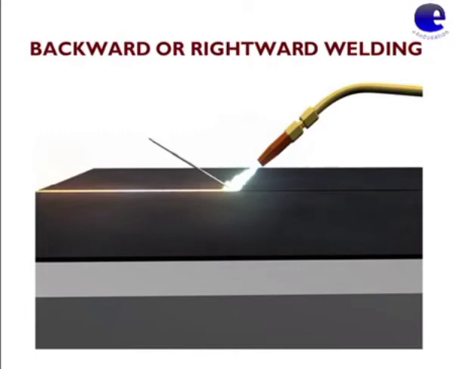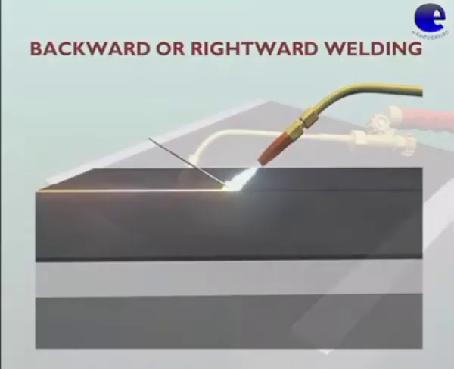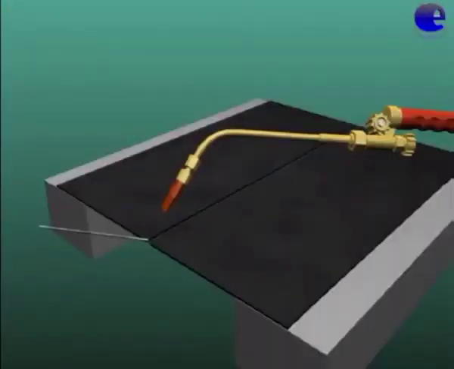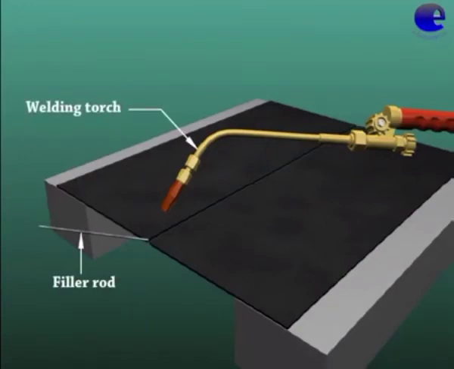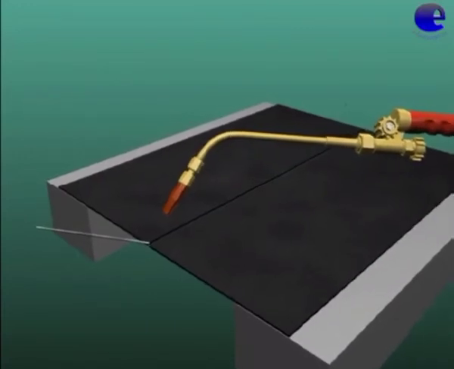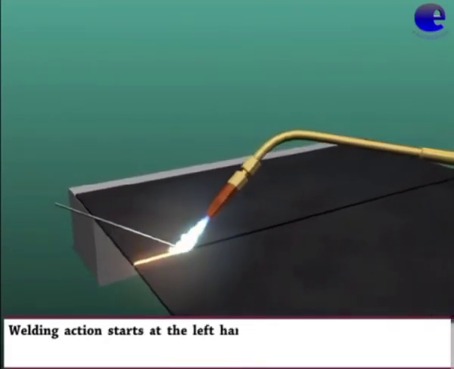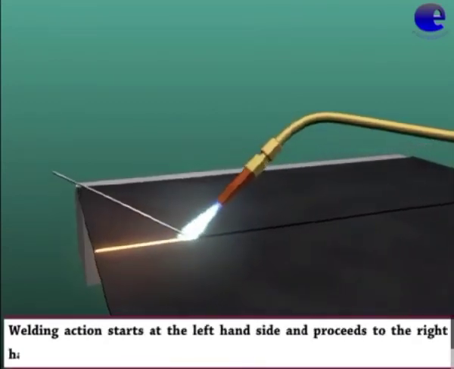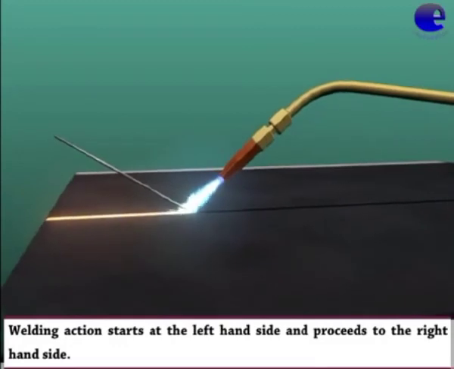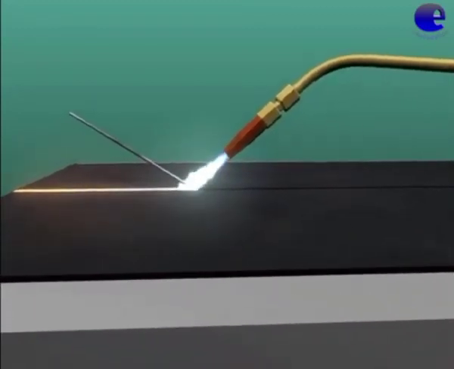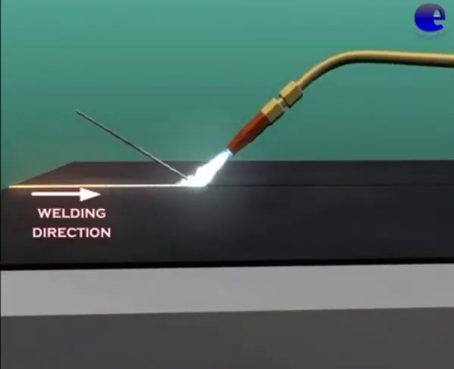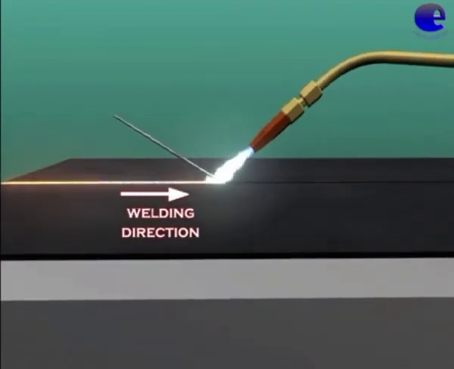Backward or rightward welding. The backward welding is one of the gas welding techniques. This welding consists of filler rod, welding torch. Welding action starts at the left hand side and proceeds to the right hand side. Welding direction. In this welding, the torch flame moves from left to right.